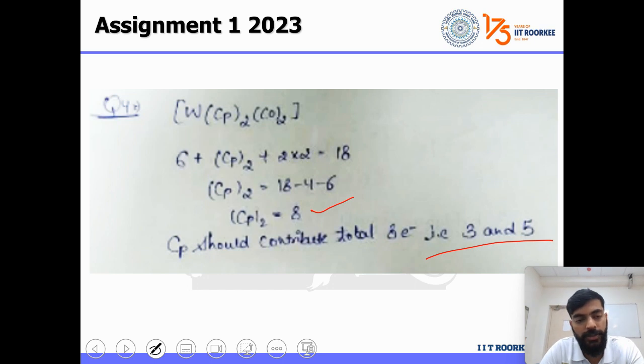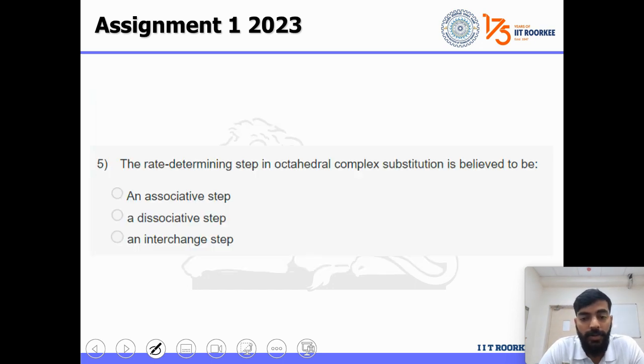Okay, let's move to the next question. The rate determining step in the octahedral complex substitution is believed to be an associative, dissociative, or interchange step. This question is also confusing to me. According to me, it should be associative, but I will explain how it will be. Tell me the correct answer. I will explain what the steps are and the mechanism, but still I want to hear an answer from you guys.